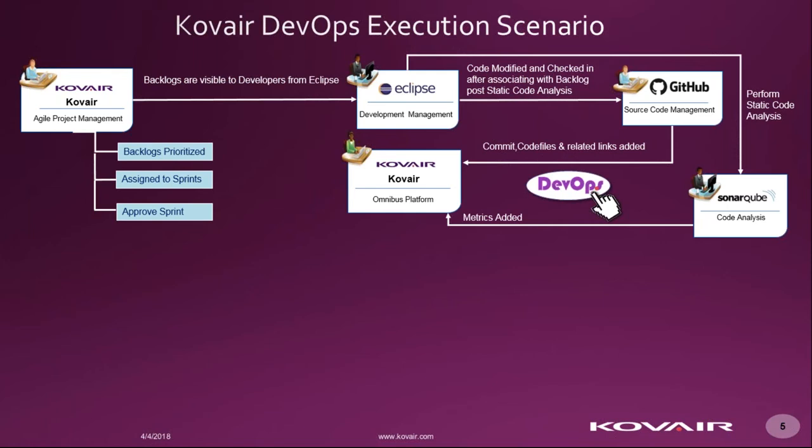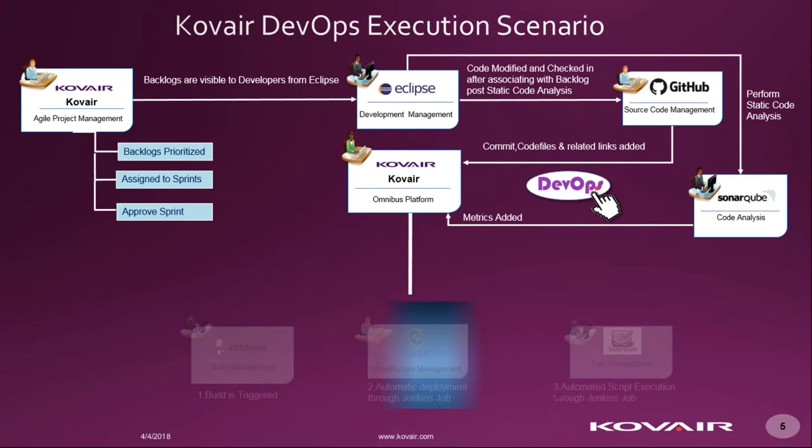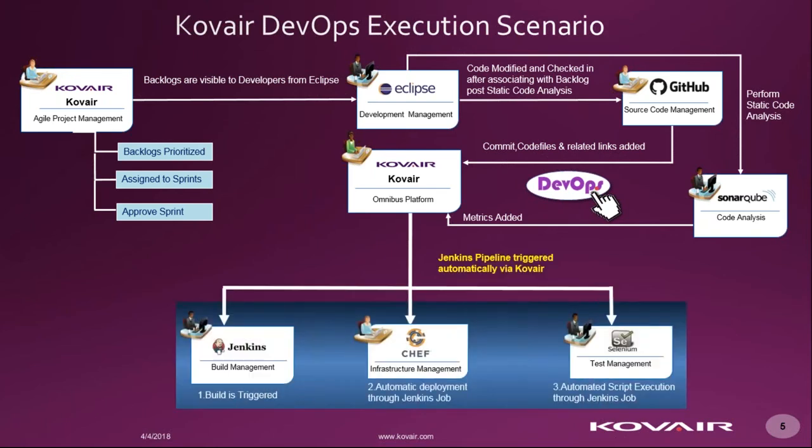So from now, the Kovair workflow would trigger the pipeline for staging, and that particular pipeline consists of 3 jobs. The first one to be done by Jenkins for doing the build, followed by the deployment done by Chef, and the automation testing to be done by Selenium.